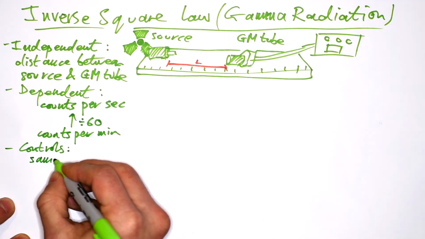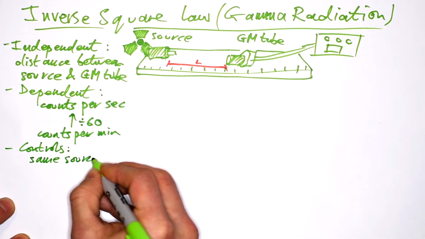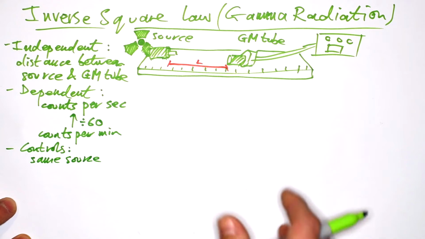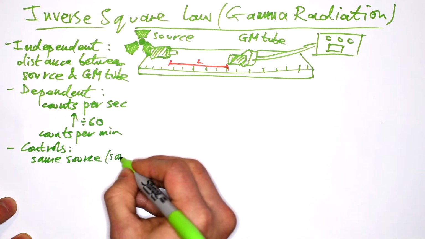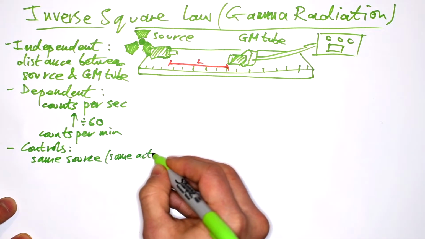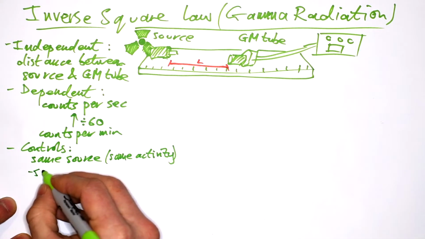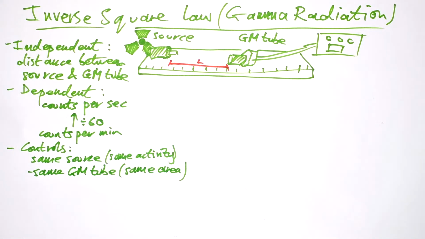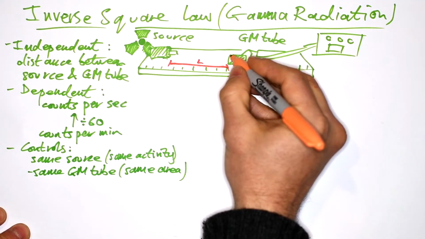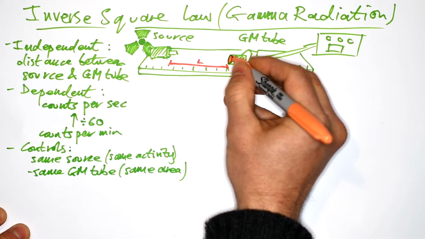What are our controls going to be? Well, we want the same source for starters. If it was a different source, even if it was the same isotope, then we could have a different activity. So we want the same activity for the source. And we want the same GM tube as well, because there's only a certain area of our detector that is detecting radiation. That's the bit that's facing the source.